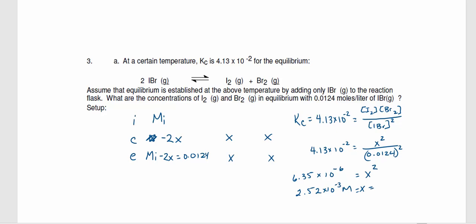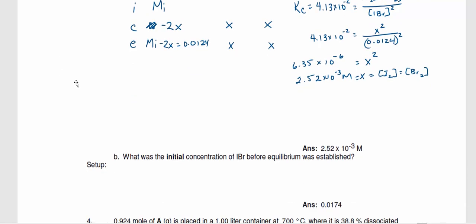Now this is the concentration of iodine, and it is the concentration of bromine at equilibrium. That answers the first part of the question. I'm ahead of myself. Now the next question is, what's the initial concentration of IBr before the equilibrium was established?